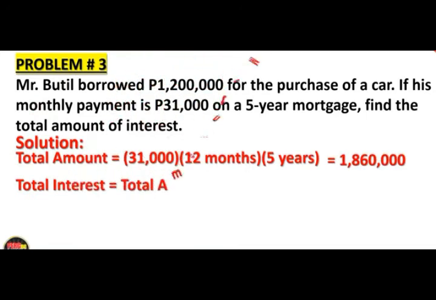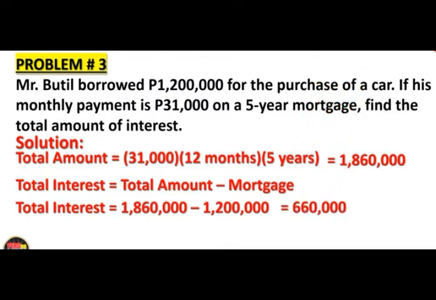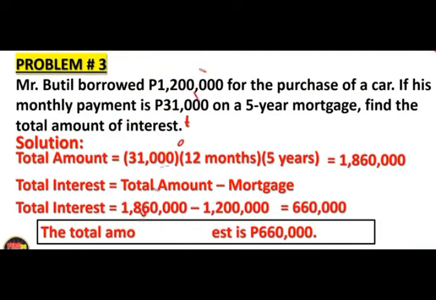Then the total interest equals the total amount minus the mortgage amount. The total interest equals the total amount of 1.86 million minus the borrowed amount, which is the mortgage, 1.2 million. Therefore, 1.86 million minus 1.2 million, the result is 660,000. Therefore, the total amount of interest is 660,000 pesos.